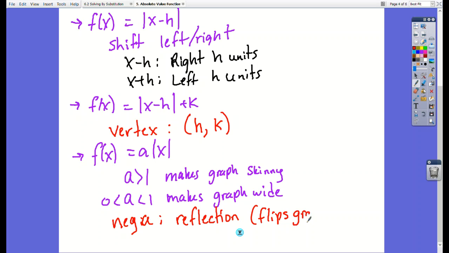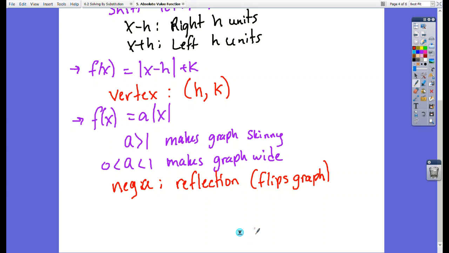It flips your graph. All right, so here's a nice trick for when you're graphing. A is the right side slope. You know how we counted rise over run? Whatever number A is, if it's -1, you would count down 1, right 1. If it's +3 over 2, you'd count up 3, right 2. If it was -3 over 2, you'd go down 3, right 2. A is always the right side slope, and so the opposite of A is your left slope.